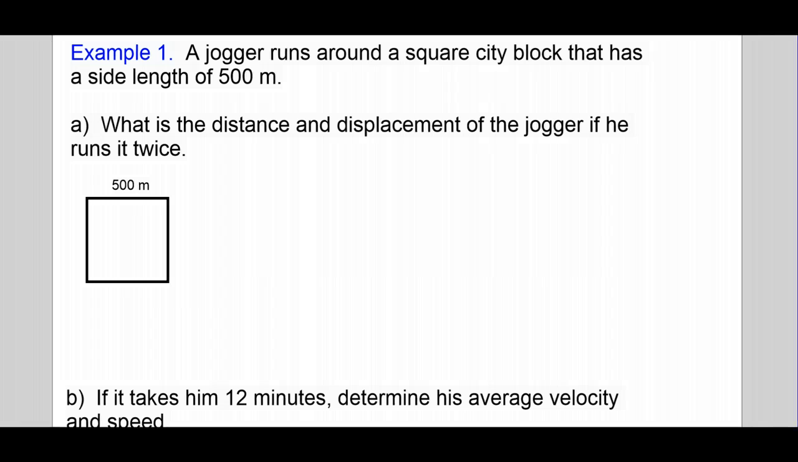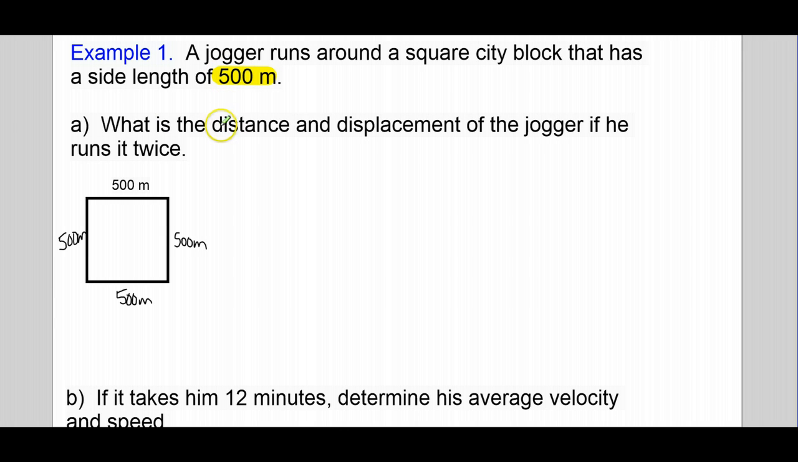Okay, let's have a look at an example together. So a jogger runs around a square city block that has a side length of 500 meters. So if it makes sense to make a diagram and add to the diagram, then do that. So we know that every side is 500 meters. Because sometimes it helps you to visualize things. Okay, 500 meters and 500 meters. As you read through your word problems, another great strategy is to highlight any of the given information. Okay, so they gave us 500 meters city block.